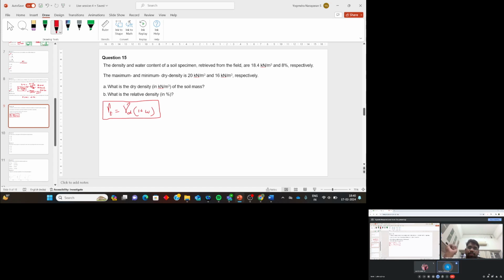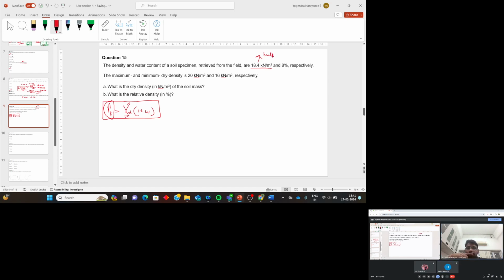So 13.12 kilonewton per meter cube. How much? It is 17.12. It will not be 13. This is gamma bulk. You need gamma dry. The given value is not dry density. This is bulk density.